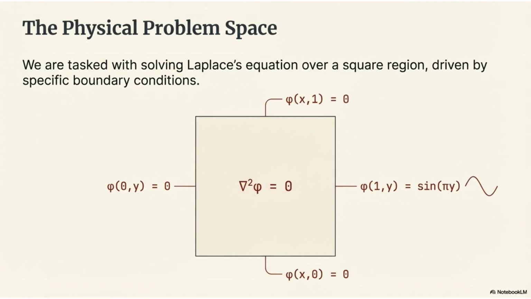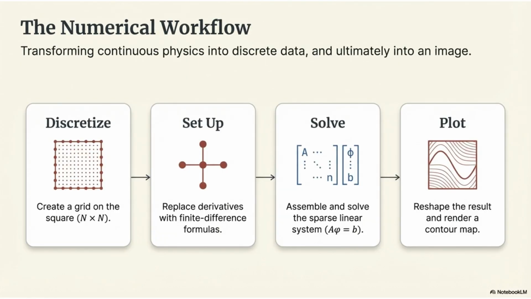We are solving Laplace's equation, represented by nabla squared phi equals 0, over a square region. The problem is driven by 4 boundary conditions along the edges of the square. The numerical workflow involves 4 steps. Discretize the continuous square into a grid, set up the finite difference formulas, solve the sparse linear system A phi equals b, and plot the result as a contour map.